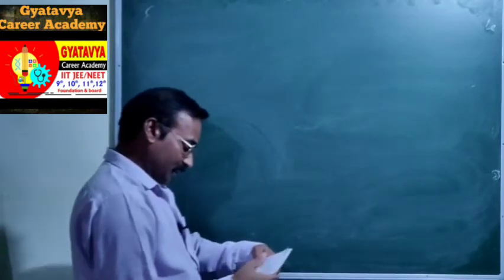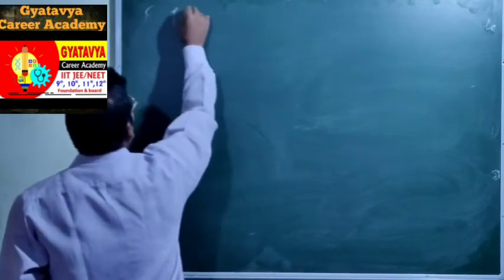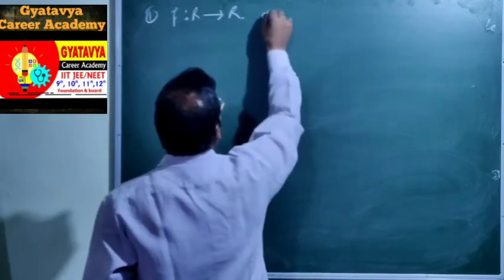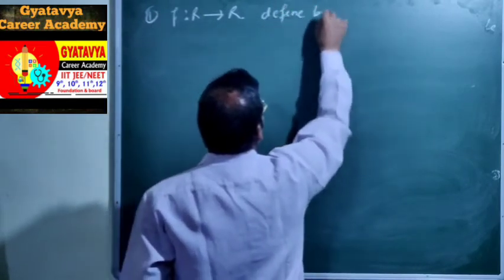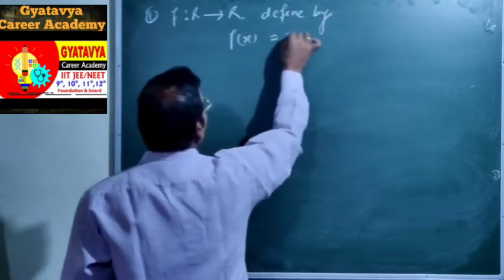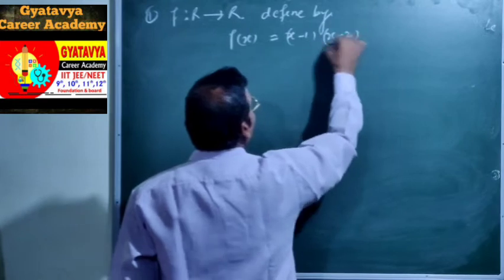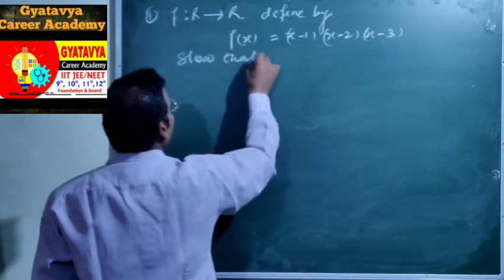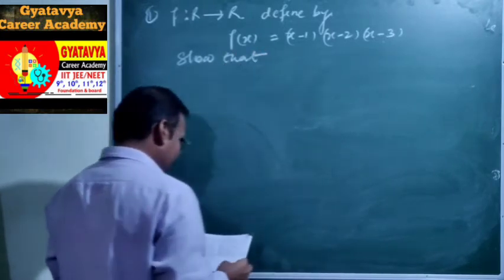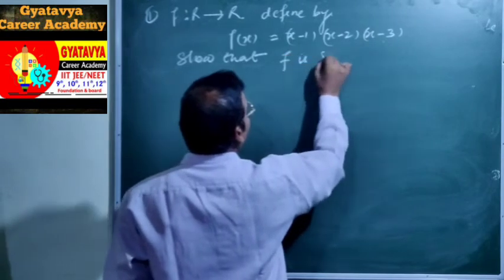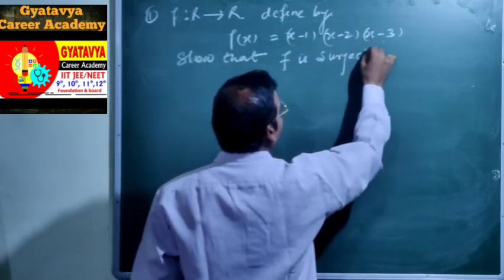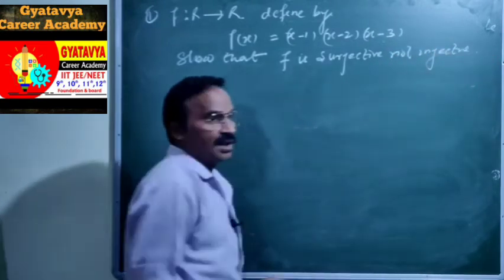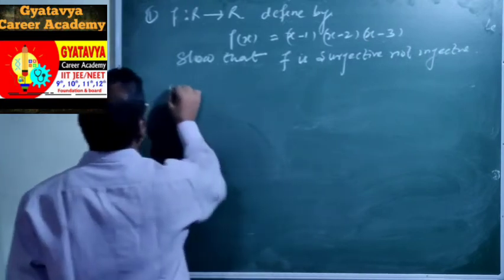So the last problem is: if f from R to R is defined by f(x) equals (x minus 1)(x minus 2)(x minus 3), show that f is surjective, not injective.